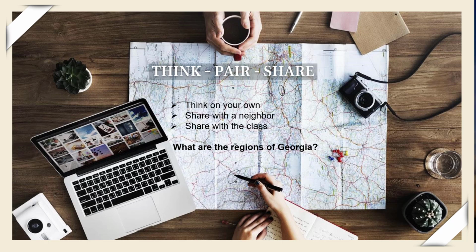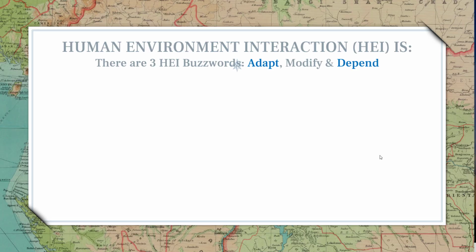All right, another think, pair, share. Think on your own, then share with a neighbor, then share with the class. Got to think back to elementary school. What are the regions of Georgia? Or 1 or 2 that you can remember.